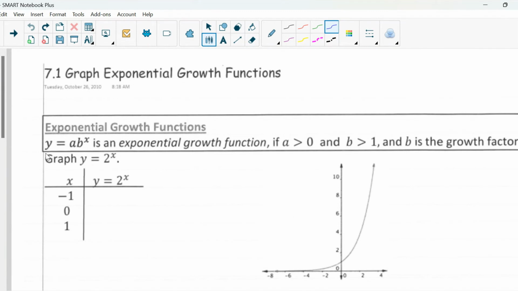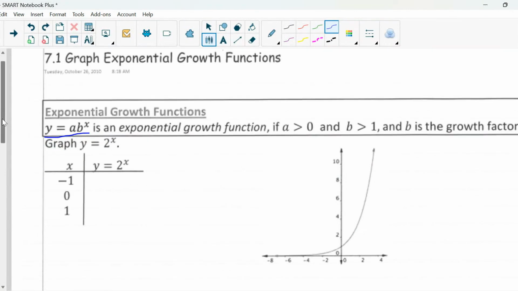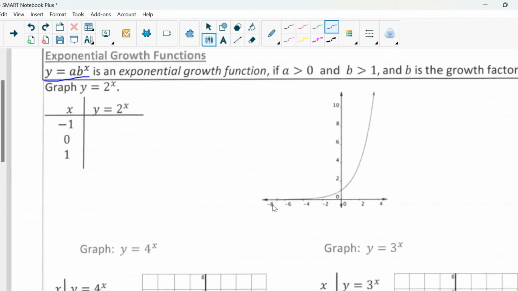For an exponential growth function, we have our parent function, y equals a times b to the x power. This is considered an exponential growth function if a is greater than 0, and b has to be greater than 1. B is the growth factor, so if it were less than 1, then it would turn this into an exponential decay function. So let's start with our example that they already give us the graph for.